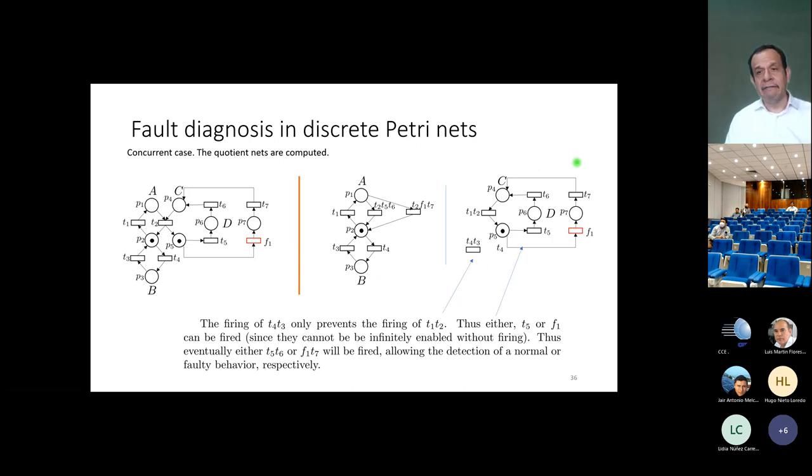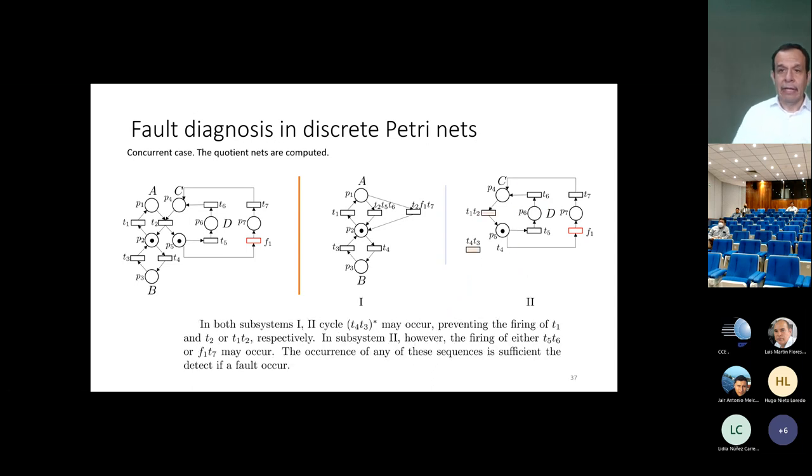In this case, I have a very similar net, but these nets have more information. For example, it is telling me that if I try to fire T2, I need to fire T1 that belongs to the other state equation. And also, it is telling me that there exists this T-semiflow in the other state equation that can be fired infinitely often without firing this transition. So I have more information. And when I apply this fault diagnoser here, I will find that this net is diagnosable.